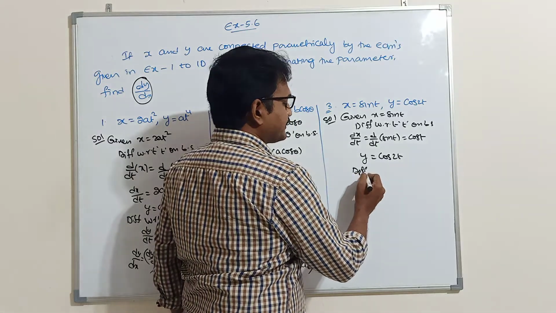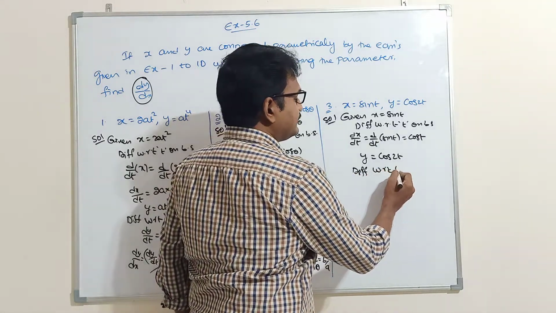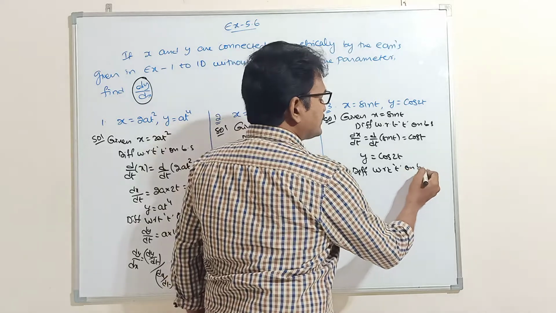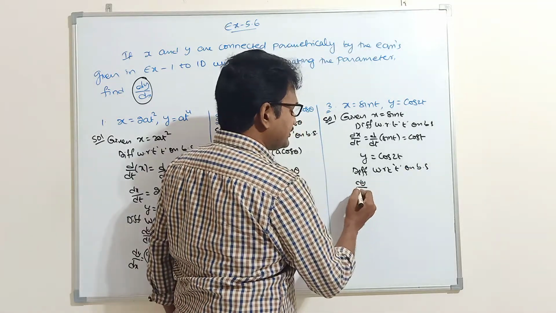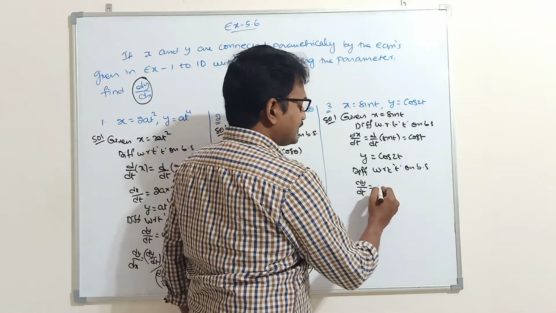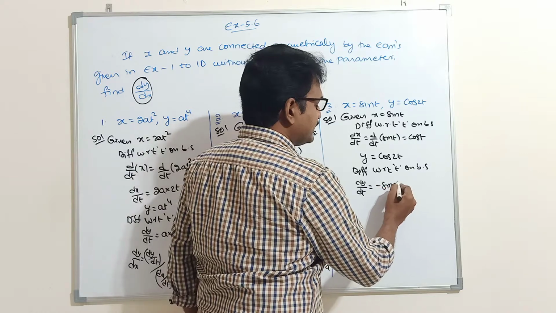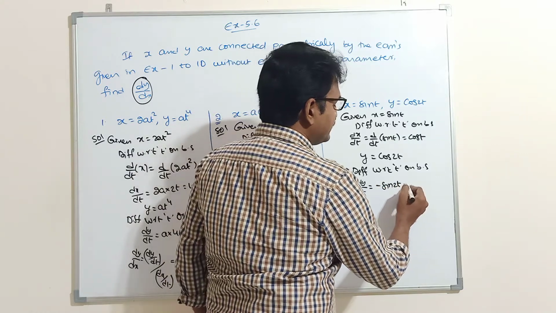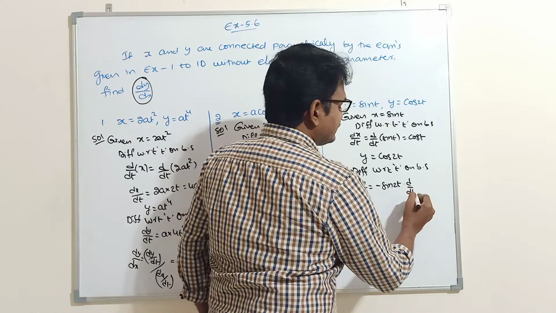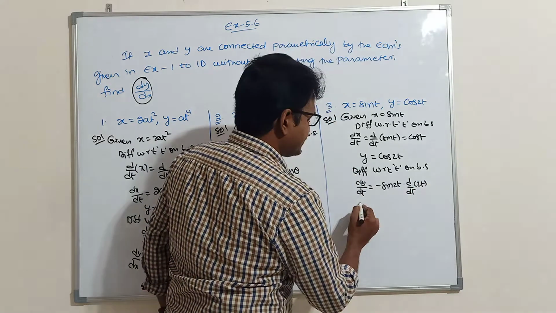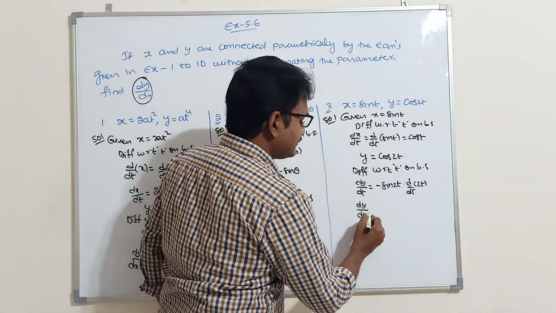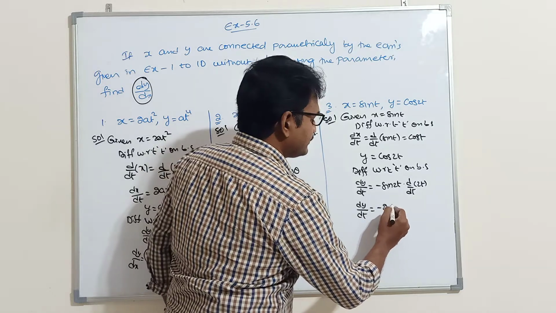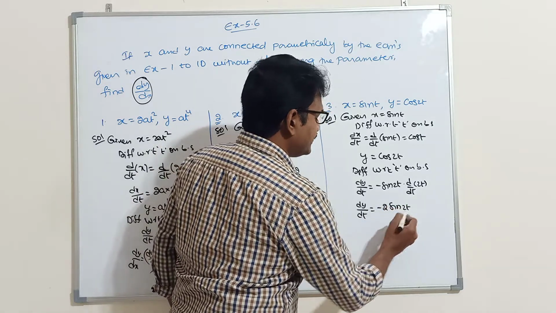Differentiating with respect to t on both sides, dy by dt is equal to the derivative of cos 2t, which is minus sin 2t into d by dt of 2t. So dy by dt is equal to minus 2 into sin 2t.